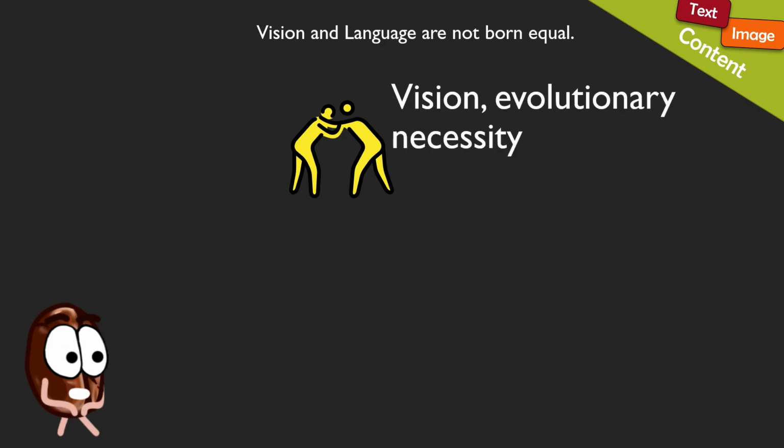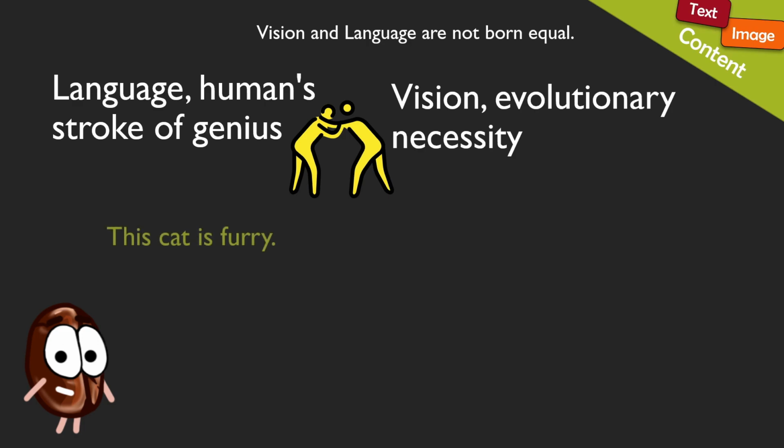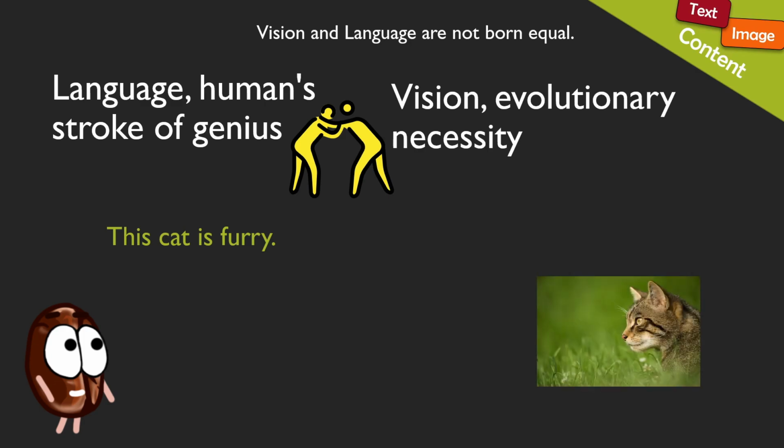Vision is often an evolutionary necessity and evolved independently in many species. Language, human stroke of genius, came later after humans already had their vision. Being invented, it is based upon many agreed upon rules. Therefore, text is in a way already compressed. It omits a lot of stuff. We do not say that the grass is green if it is a visual common knowledge.